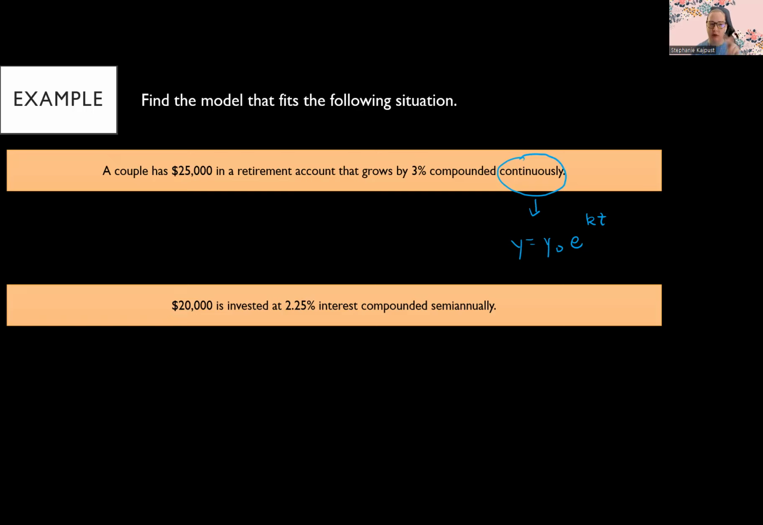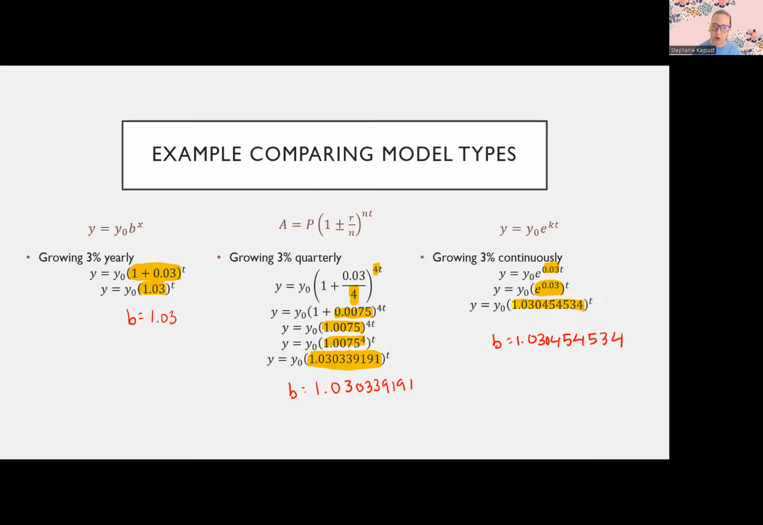If you don't have that word, then you have to decide between the other two models, determining basically by how many times a year it's occurring. So our second example here says $20,000 is invested at 2.25% interest compounded semi-annually. So it doesn't say continuous. So we're either going to be using y equals y naught b to the x, or put it in the form of A equals P(1 plus or minus r over n) to the nt, the compound interest formula. If it's yearly, you use the one on the left. For everything else, you're going to use the one in the middle.